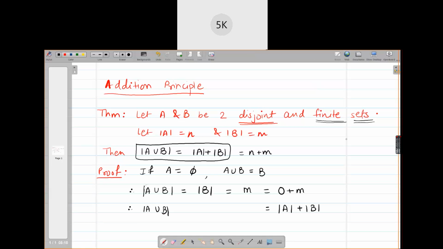So this was the first case, where we considered that A is phi, an empty set, a finite set. We have to consider these cases. Now, the second case I would consider is if B is an empty set.